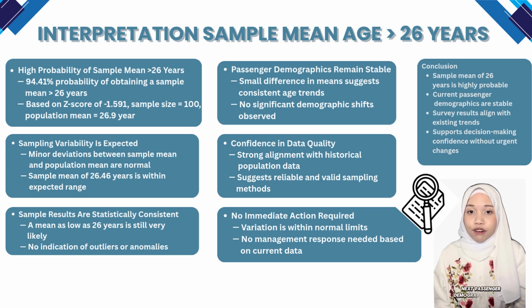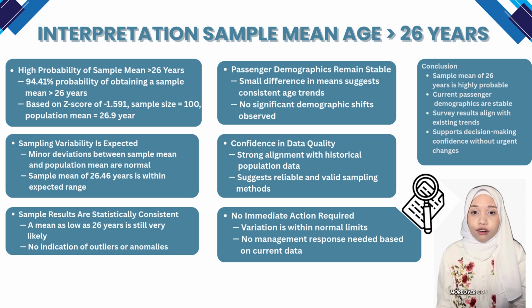Next, passenger demographics remain stable, which means despite the small difference between the sample mean and the population mean, the data suggests that the age profile of LRT passengers remains stable and consistent over time. Moreover, confidence in data quality: the close alignment between the observed sample and the historical population data supports the reliability of the sampling process and suggests no significant shift in ridership demographics.